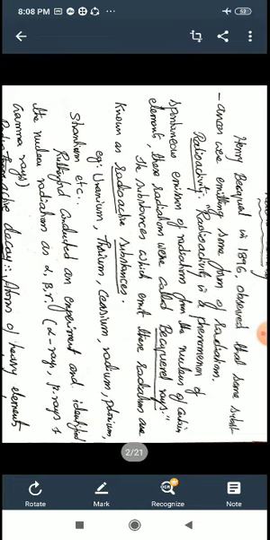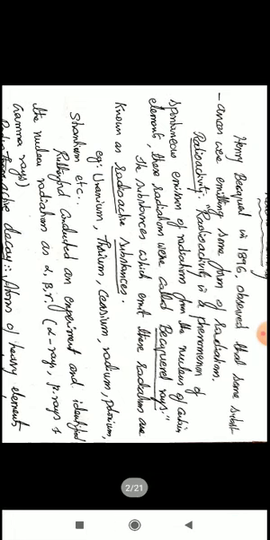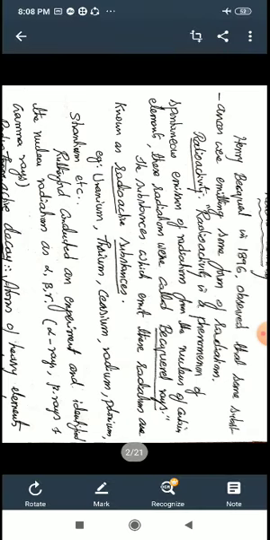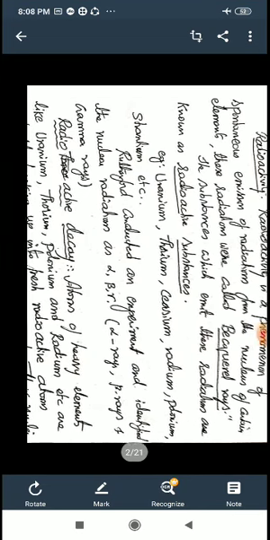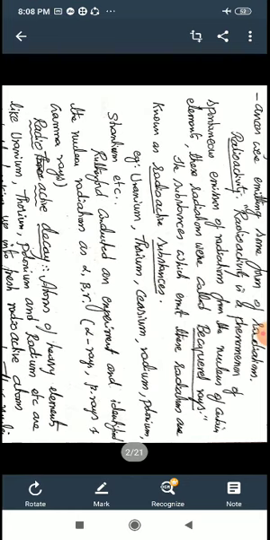For example, uranium, thorium, cesium, radium, polonium, strontium, etc. are radioactive substances. Rutherford conducted an experiment and identified the nuclear radiations as alpha rays, beta rays, and gamma rays.